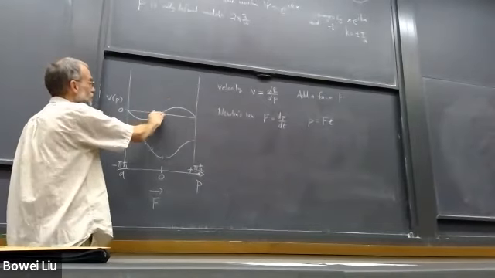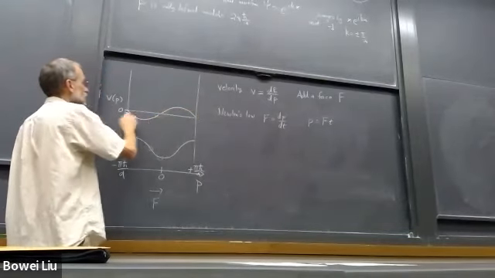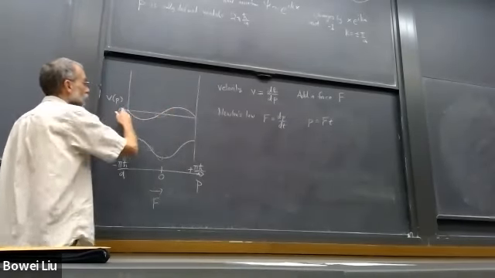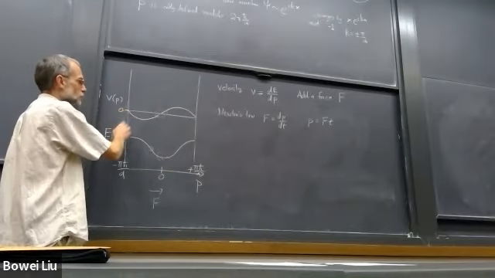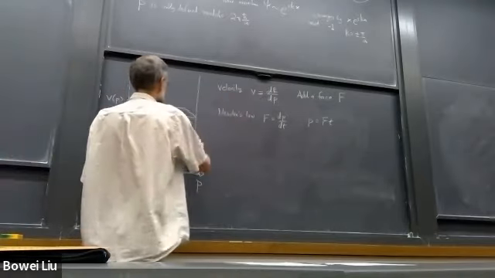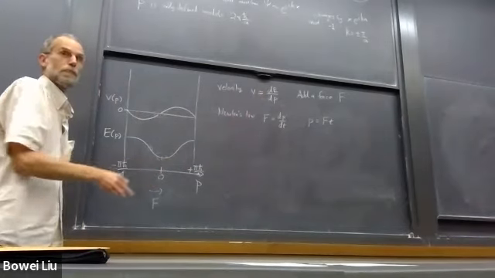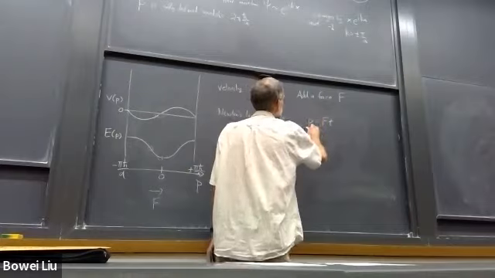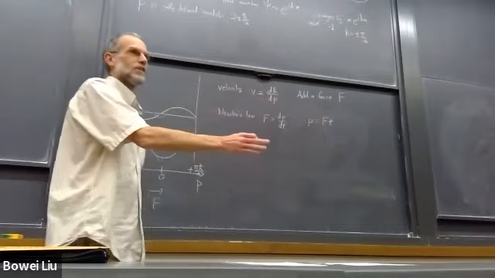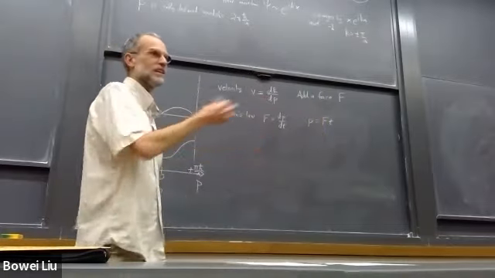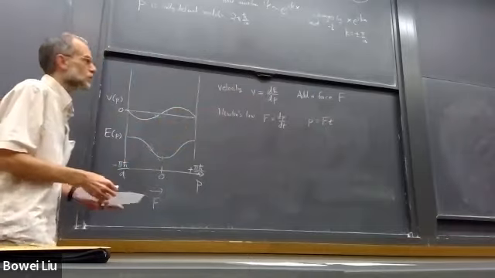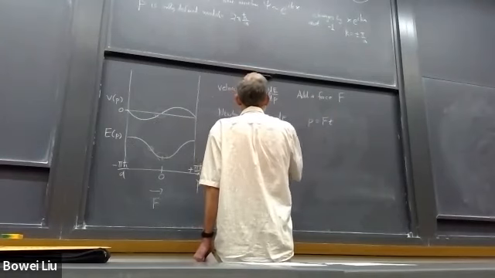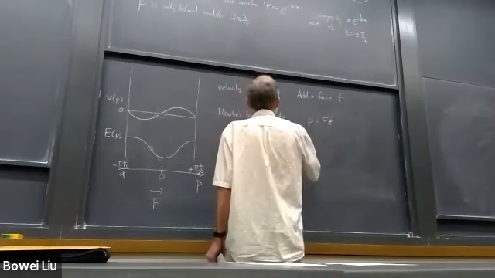When it's over here, it has a positive velocity, and when it's over here, it has a negative velocity. But the average velocity over the whole thing has to be 0 because the velocity is just the gradient of this periodic function. So you put a constant force on it, the momentum steadily increases, but the position and the velocity just oscillate. And this is what's called Bloch oscillations, after Felix Bloch.